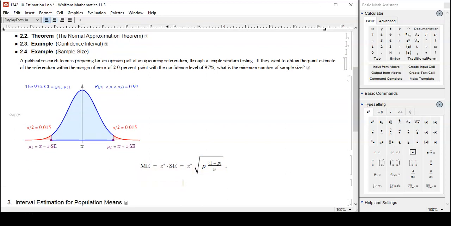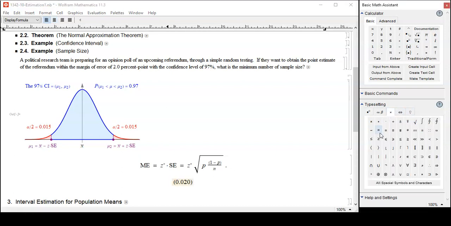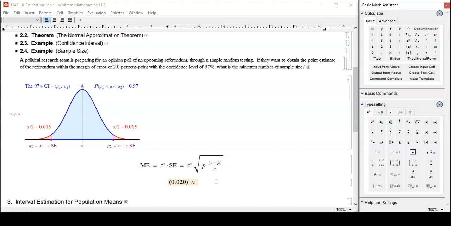So what is the margin of error for this problem? 2.0% point, 0.0020? No, that's 0.2% point. Okay, all right, it should be 0.020. That's what we want, isn't it? Now, what's the z-score associated with 97%? 1.5% here, 1.5% there. If you do it right, you're going to get 2.17 approximately.